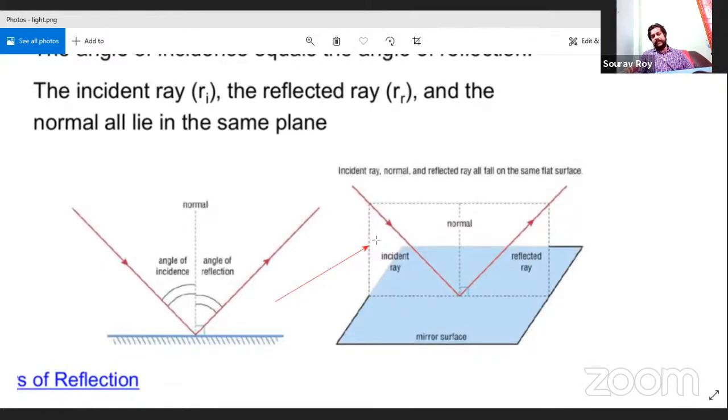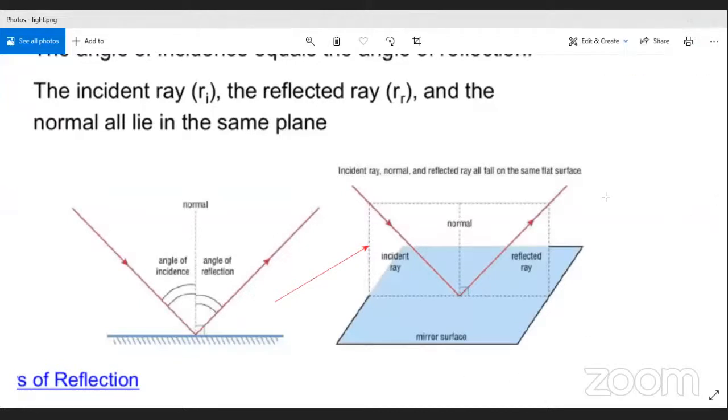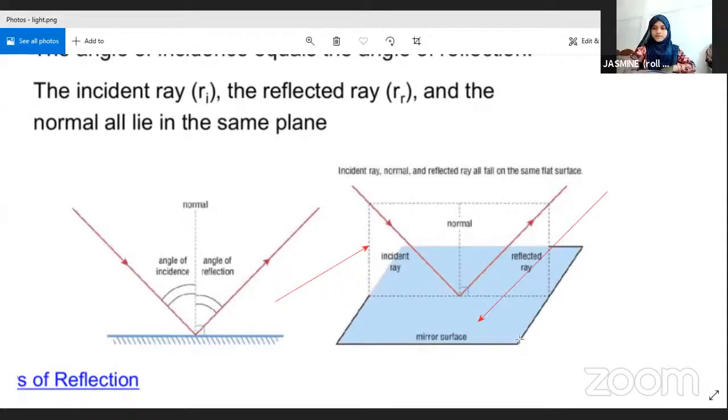The incident ray, the reflected ray, and the normal at the point of incidence all lie in the same plane. Is it the ground part that I'm talking about as the plane? Is it this? No, sir. What is it? If I talk about this, what is it? The mirror. It is the reflecting surface, and here the reflecting surface is the mirror. I shall not get confused between the surface and the plane.